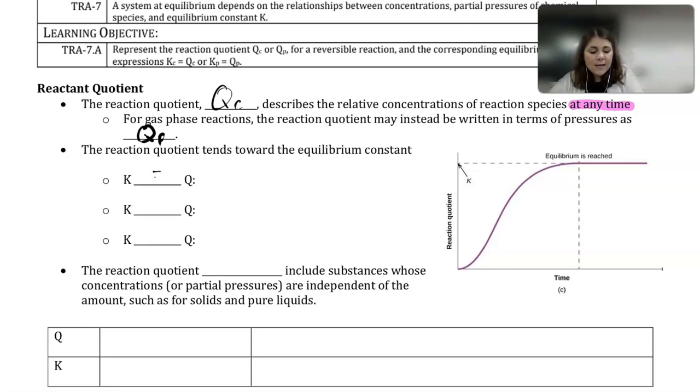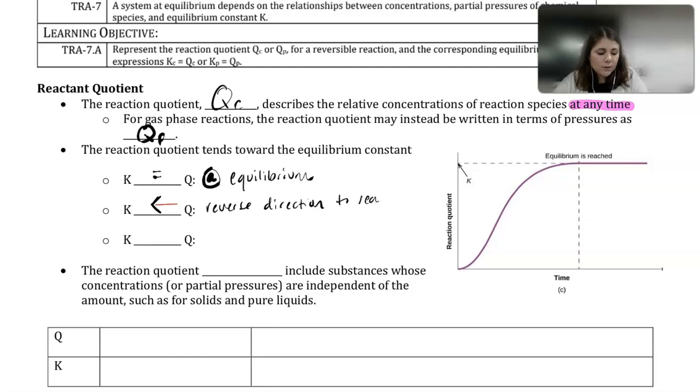So if you figure out what your Q is and it equals what K is, guess what? You're at equilibrium and everything's great. Now let's say we do it and K is less than Q. Like I taught you with the arrows, but you have to write K first when comparing. If K is less than Q, you need to go in the reverse direction to reach equilibrium.